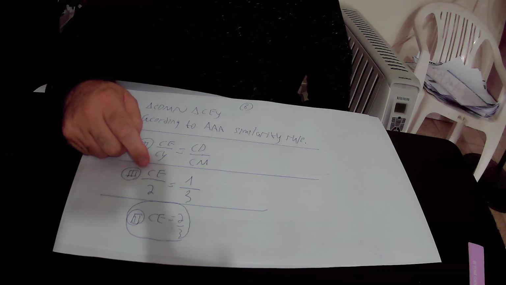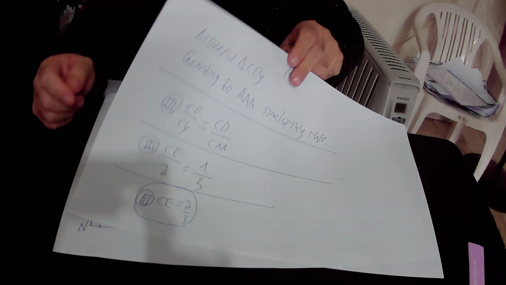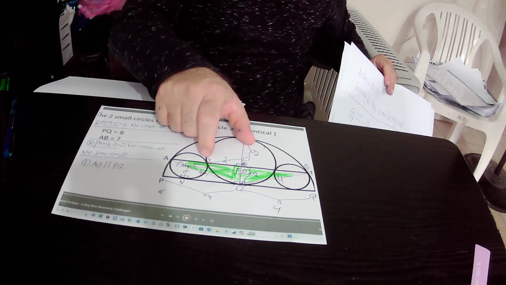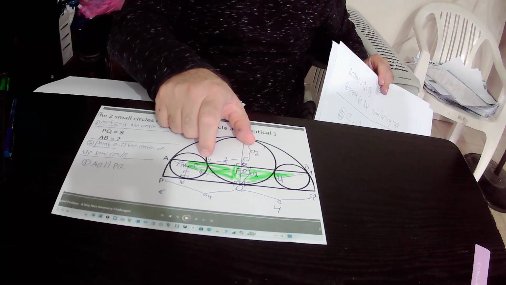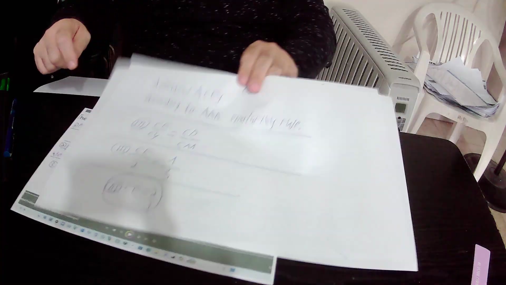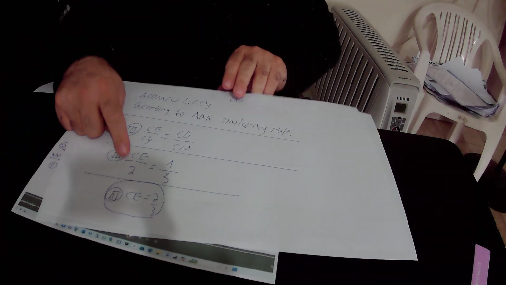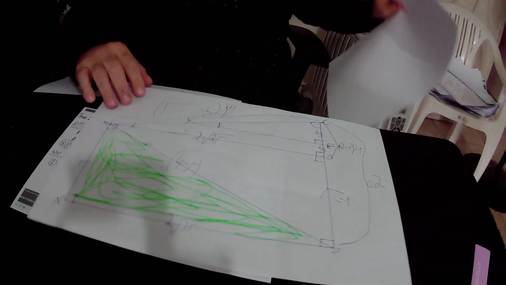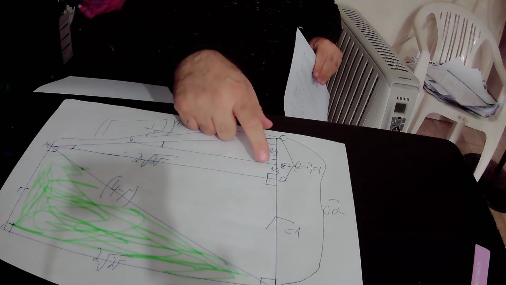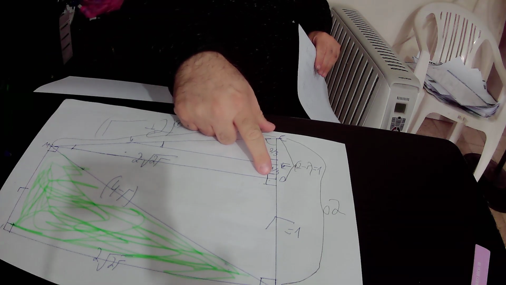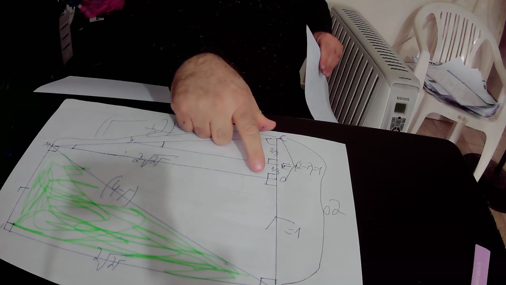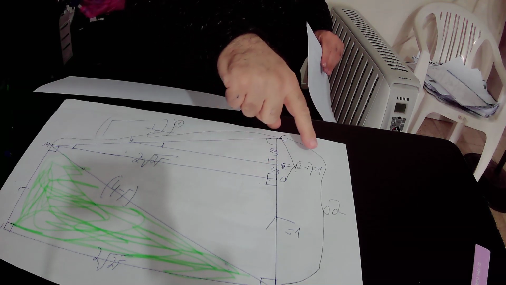So CE over CY. What is the value of CY? You can see here that CY is the radius of the middle circle, that is to say it equals 2 units. So CY equals 2 units. And what is the value of CD? From the drawing, CD equals 2 minus R, and R equals 1, so CD equals 2 minus 1, that is to say it equals 1.